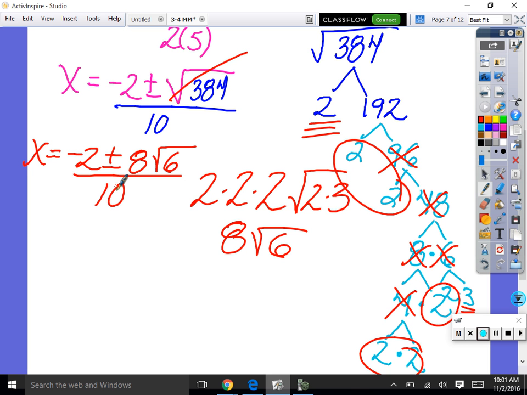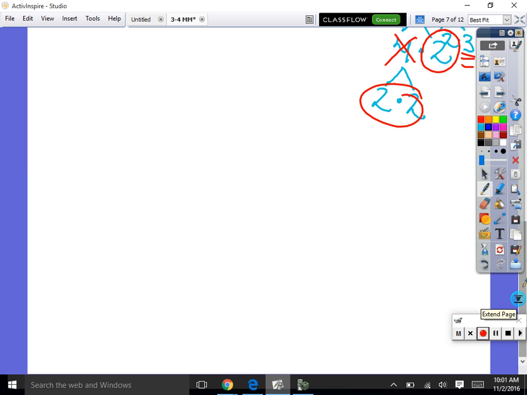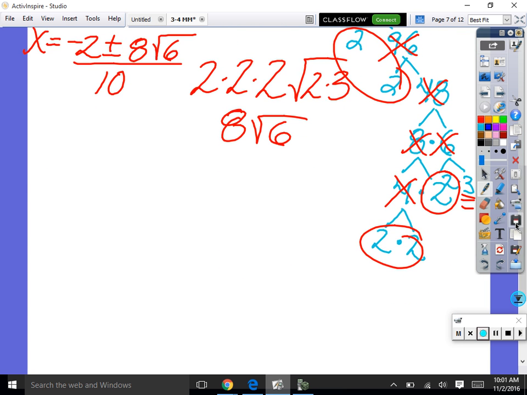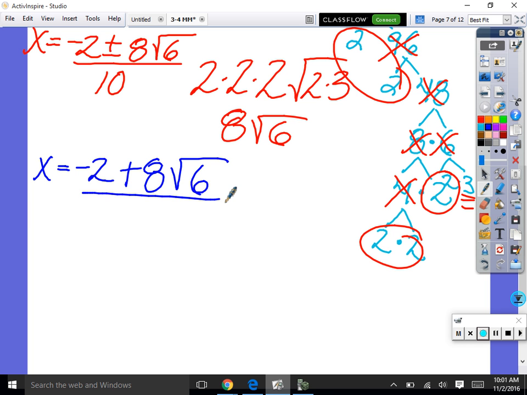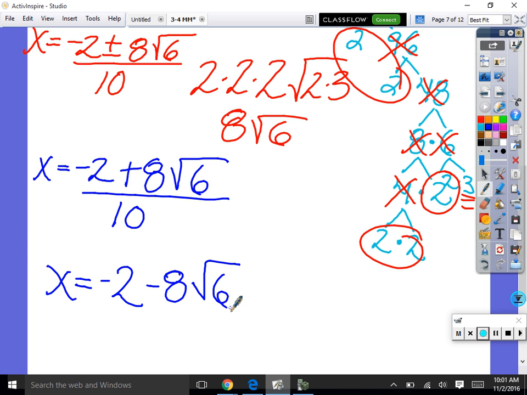Now, we would split this apart because this is technically 2 answers here. So we have x is equal to negative 2 plus 8 square roots of 6 all over 10. And we also have x is equal to negative 2 minus 8 square roots of 6 all over 10. Now this is correct, but it's considered not simplified. There's one more thing we can simplify here.